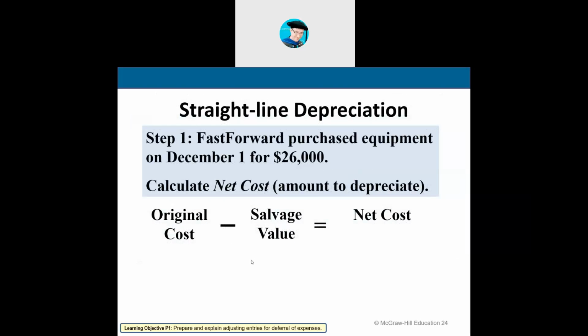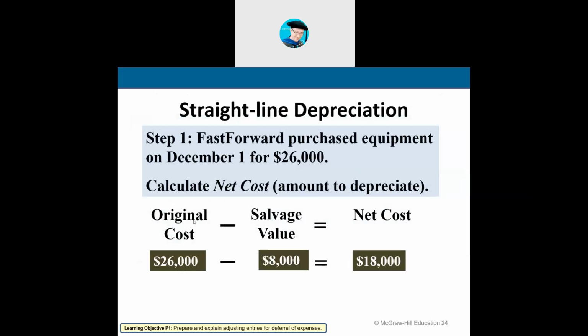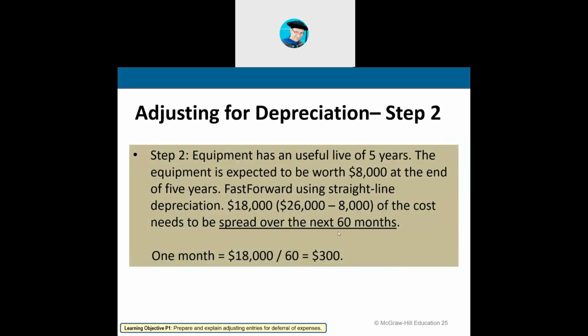Another way of doing it is dividing the total. 26,000 minus 8,000 is 18,000. So original cost minus salvage value equals net cost. 18,000 divided by 5 years will get you your annual amount, or you can divide it by 60, which represents the 60 months in 5 years. 12 times 5 is 60. So 18,000 divided by 60 months equals $300 per month. Since I put the equipment into service on December 1st, the month of December would be 300, and then the rest of it would be per year.